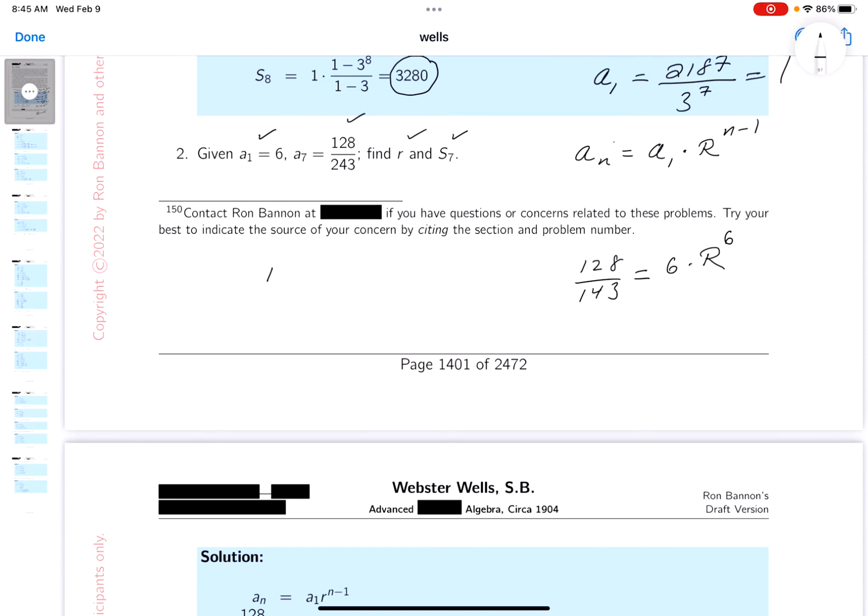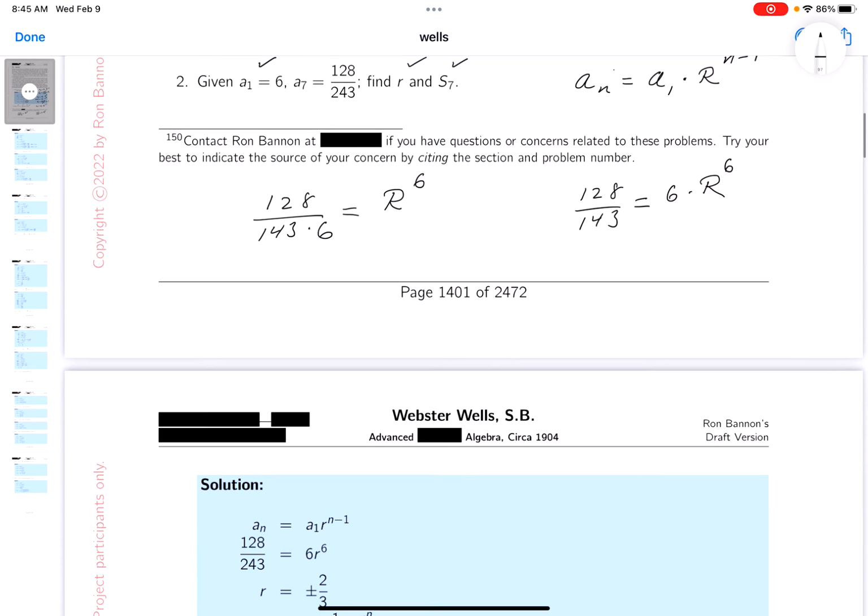So it's going to be 128 over 143 times 6 equals R to the 6th power. All right, there's trouble here. I want to point out the trouble is R could be plus or minus. Let me write that down for you. R, if you solve the equation, could be plus or minus 2/3.